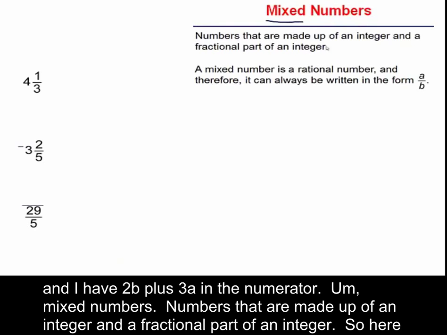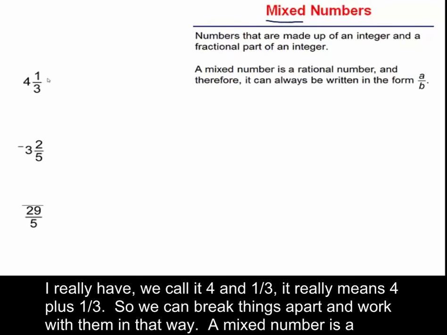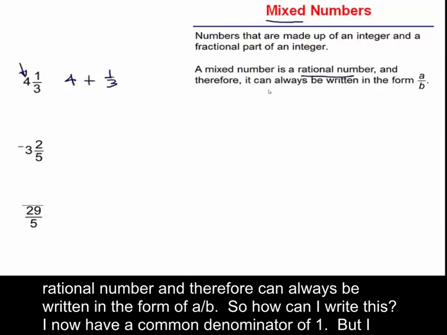Mixed numbers are made up of an integer and a fractional part. So here I really have, and we call it, 4 1/3. It really means 4 plus 1/3. So we can break things apart and work with them in that way. A mixed number is a rational number and therefore can always be written in the form a/b.